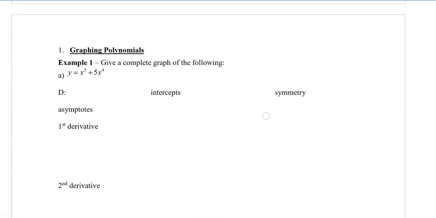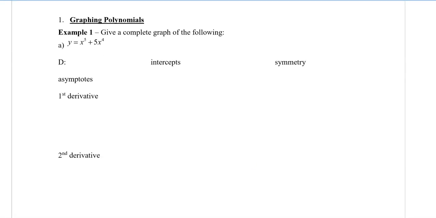So the example we're going to do is y equals x to the power 5 plus 5x to the power 4. All right, now since it's a polynomial, we know that the domain is all real numbers. Intercepts: when we plug in x equals 0, we get y equals 0. If we plug in y equals 0, then we have 0 is equal to x to the 5 plus 5x to the 4. So we need to solve this by factoring. I'll factor out x to the 4, and I have x plus 5 left. So here I see that x equals 0 and negative 5.